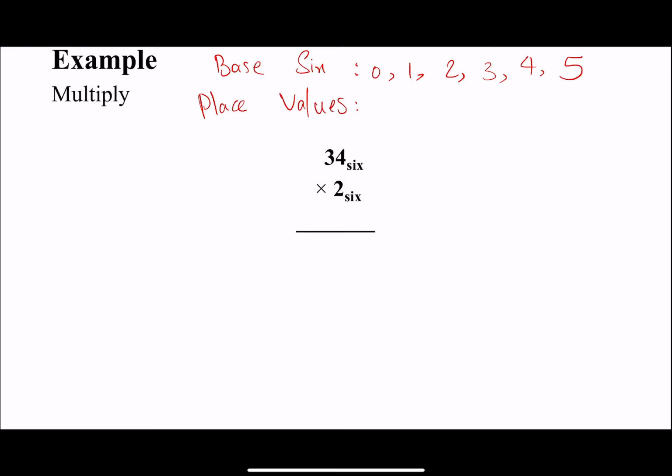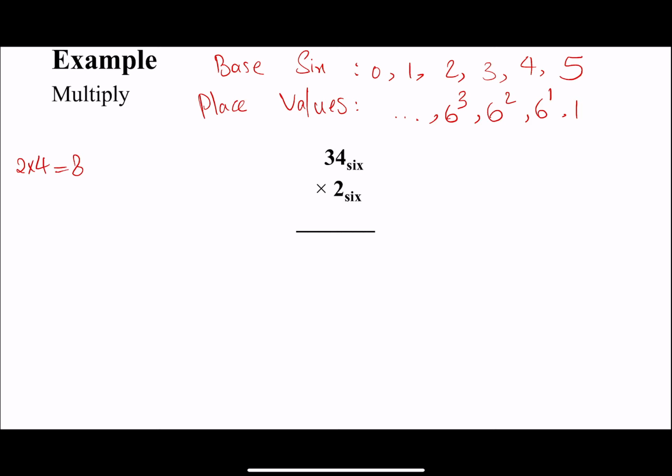So the place values are powers of 6: 1, 6, 6 to the second power, 6 to the third power, 6 to the fourth power, and so on. Okay, now I do the multiplication. 2 times 4 is 8.